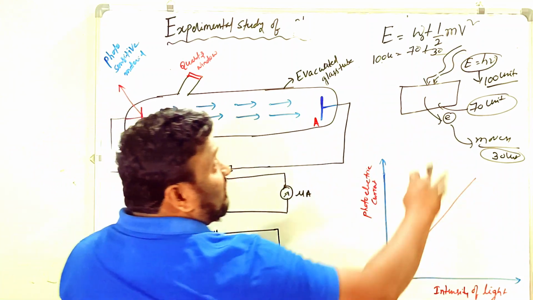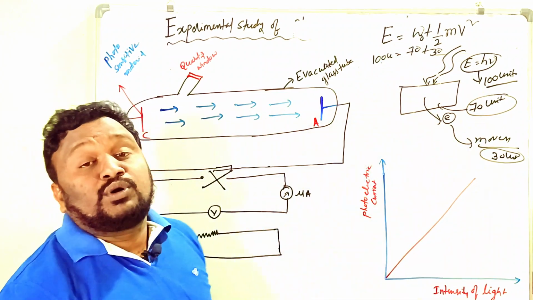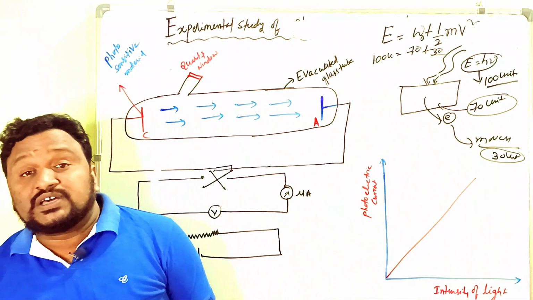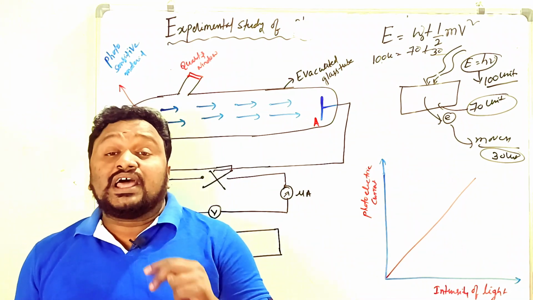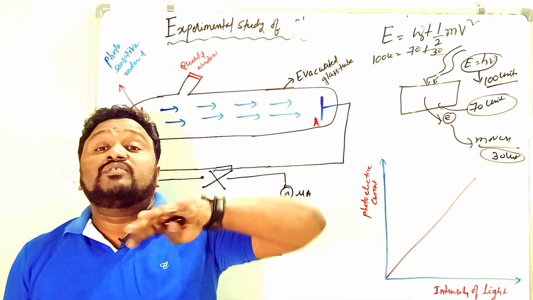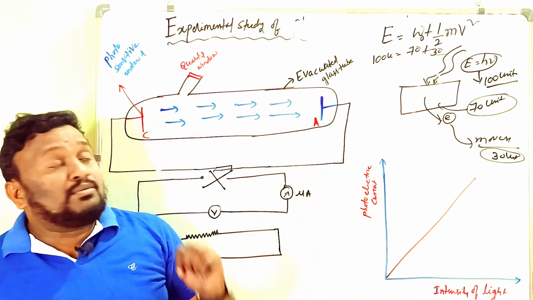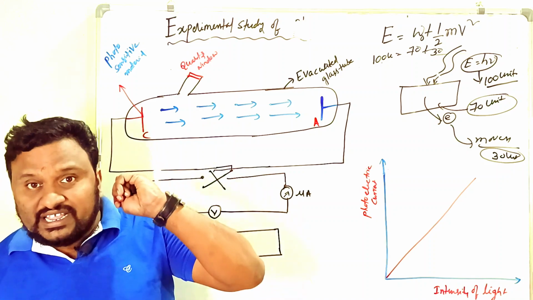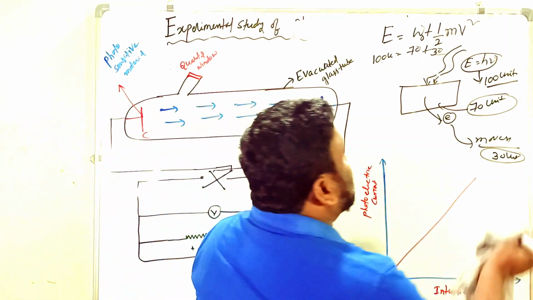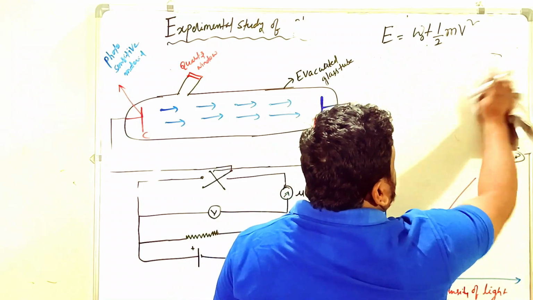So that's why, according to Einstein, when a certain amount of energy is falling on the metal surface, two things are happening. One is that the electron is liberated, and at the same time the electron gains kinetic energy. So this is simply about Einstein's photoelectric equation. So dear students, we will go for a detailed equation explanation.